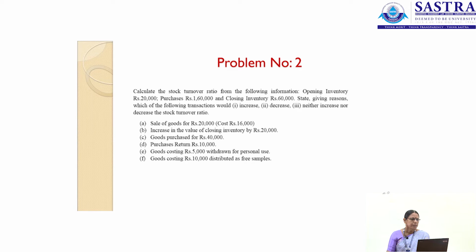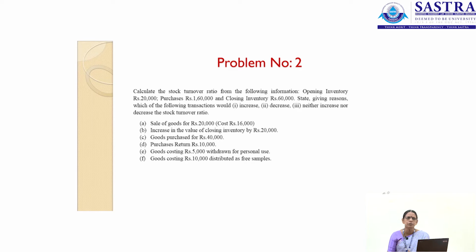Next problem, calculate the stock turnover ratio from the following information. Opening inventory is 20,000, purchases is 1,60,000, closing inventory is 60,000, and we have to see whether the following transactions will have an impact over your stock turnover ratio. What is the formula for stock turnover ratio? That is cost of goods sold divided by average inventory. What is average inventory? That is opening stock plus closing stock divided by 2.